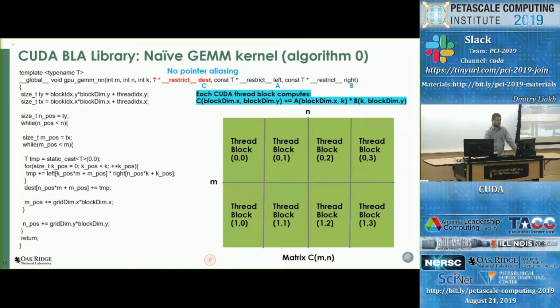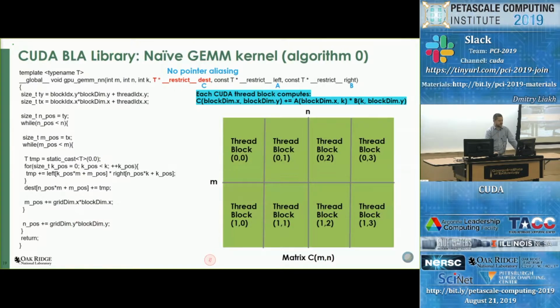Again, all the pointers to matrix storage. So dest here means destination. This is the matrix C storage, pointer to where matrix C is stored on GPU. Left here means the left input matrix, matrix A, pointer to its GPU storage, and B is the right matrix, the second input matrix, and the pointer to its GPU storage.